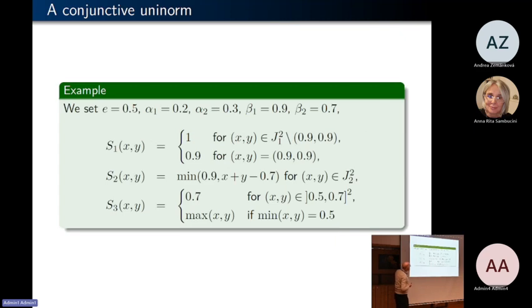T-superconorms. We have again S1 is a drastic t-conorm. S2 is just the standard Lukasiewicz t-conorm, and S3 is maximum. S3 is drastic t-conorm.